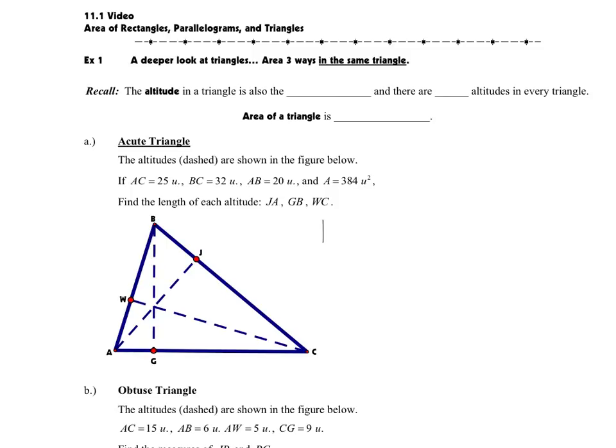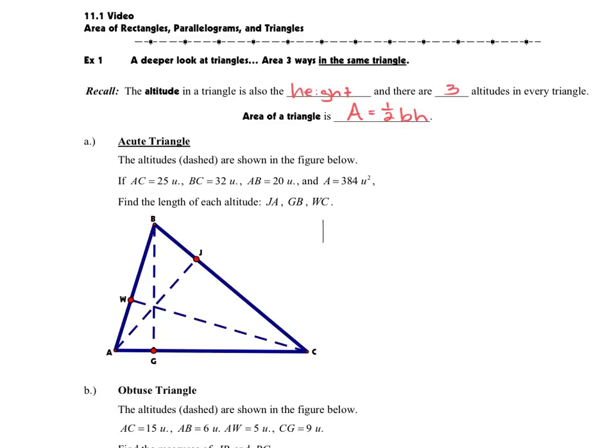So up here at the top first, we're going to look at the fact that an altitude is also called the height in a triangle. Okay, so let's review that idea. Altitude and height are the same thing, and there are three altitudes in every single triangle. And then, of course, we know the area of a triangle. We can rewrite that here. Area is 1/2 base times height. So we typically write it as base times height, but we can think of it as 1/2 base times altitude.